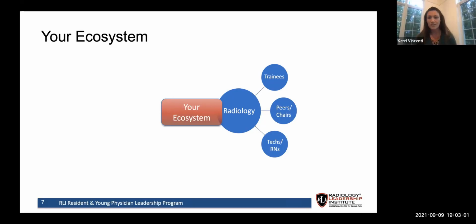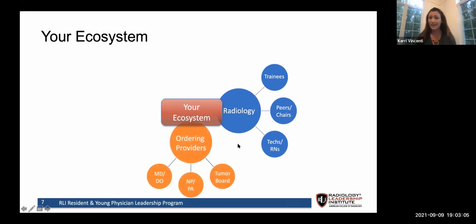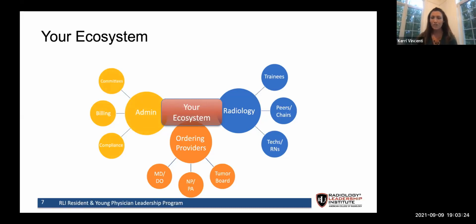You're going to have technologists and nurses that you have to work with. You're also going to have ordering providers that are asking you to do certain scans or certain studies. And then, in working with those providers, tumor boards, where you're going to be the specialist in that area, talking to them about imaging. You also have your administrative team, committees that you may be working on with the hospital, the billing department, which is huge once you become an attending and you don't realize that as a trainee. Compliance managers, the people that send you emails that say you forgot to put XYZ in your report.